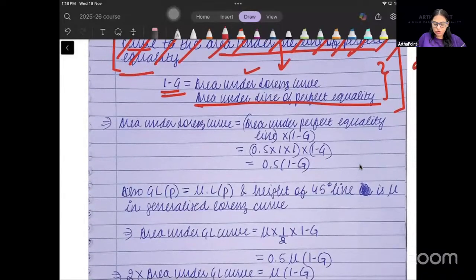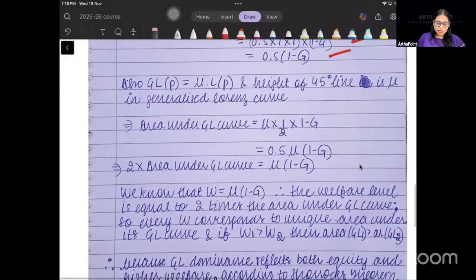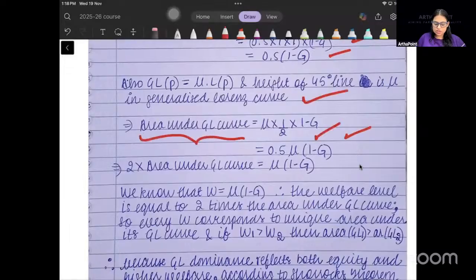So area under the Lorentz curve is area under the perfect line of equality times 1 minus G. Correct. So this is going to be correct. Also, GL(p) is this, with height of 45 degrees times mu in a generalized Lorentz curve. Area under the GL curve is this.